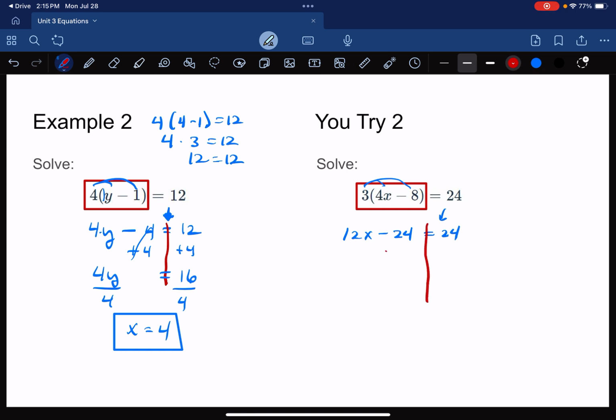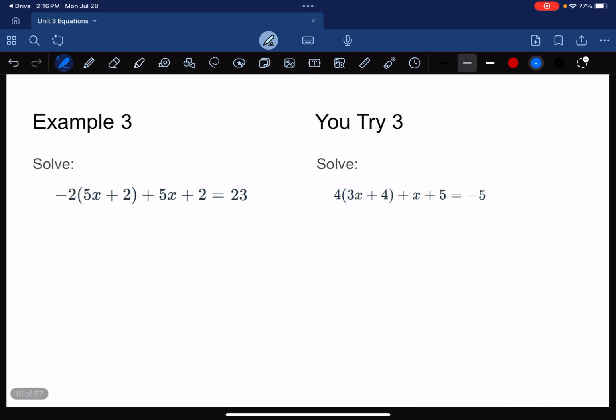Got to get rid of this negative 24. So I'm doing the opposite. Plus 24. Plus 24. Hey, those are the same. It doesn't matter. It's just coincidence. It doesn't change anything at all. 24 and 24 make 48. Break the connection here with division. And x is positive 4. Okay.